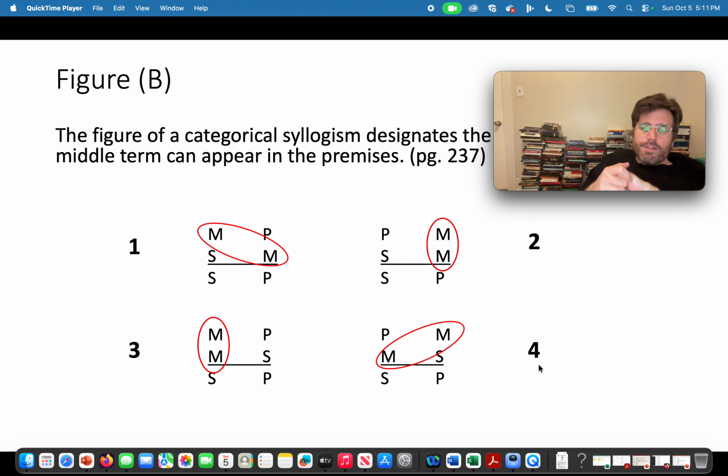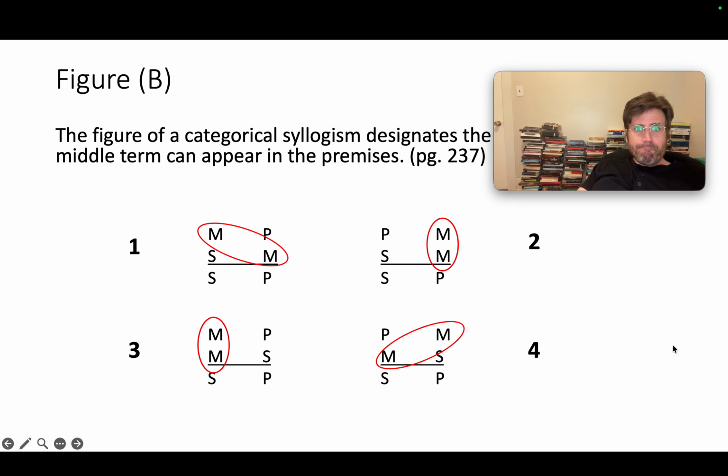This gives you the full chart of the 4 possible arrangements of figure. I do think it is a good idea to memorize that figure 1 has this arrangement, figure 2 has the middle term arranged in the predicate terms, figure 3 arranged in the subject terms, and figure 4 with predicate and subject terms respectively. I think that makes doing the work of categorical logic moving forward that much easier if you have figure internalized, as it were.